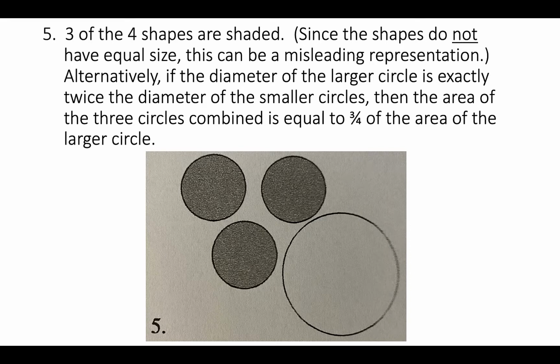This might be an attempt at a set model, since 3 of the 4 shapes given are shaded. However, since the shapes do not have equal sizes, this can be misleading, as we do not have 3/4 of the total area shaded here. However, if the diameter of the larger circle is exactly twice the diameter of the smaller circles, then the area of each smaller circle is 1/4 of the larger area, so together the 3 shaded ones would be 3/4 of the area of the larger circle.